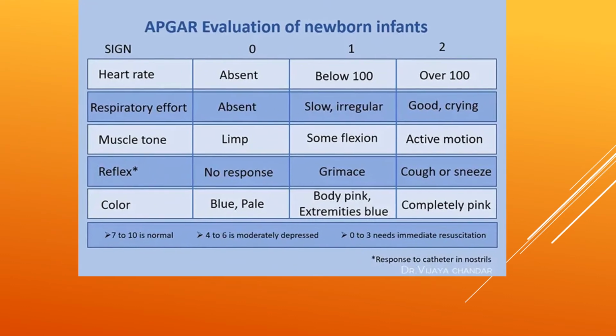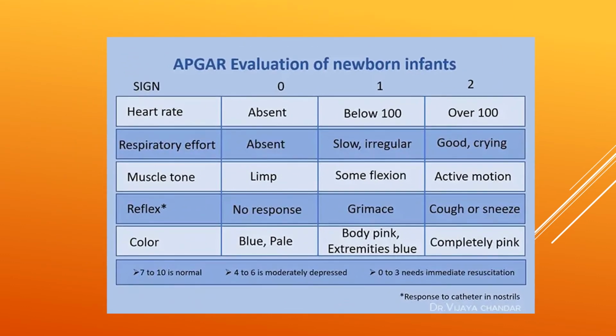So here the APGAR score chart will be there. Heart rate, respiratory effort, muscle tone, reflex. Reflex is the grimace, then color. So based on that, 0, 1, 2. Heart rate: if there is no heart rate, absent. If it is below 100, you give 1 point. Then over 100 means 2 points.